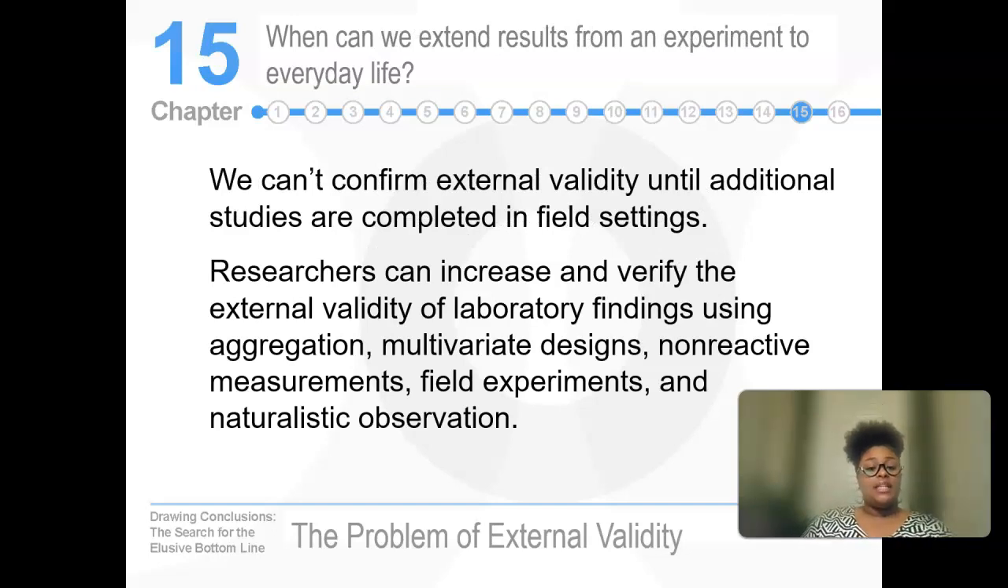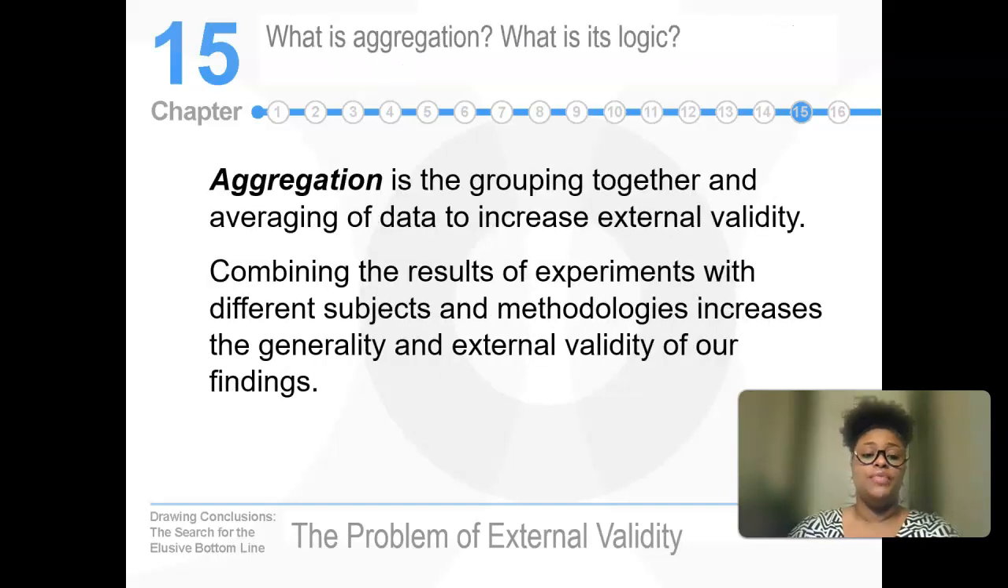We can't confirm external validity until additional studies are completed in field settings to see whether or not the IV and the DV indeed show a significant difference or a significant impact between the two, which would confirm external validity. Researchers can increase and verify the external validity of laboratory findings using aggregation, multivariate designs, non-reactive measurements, field experiments, as well as naturalistic observation.